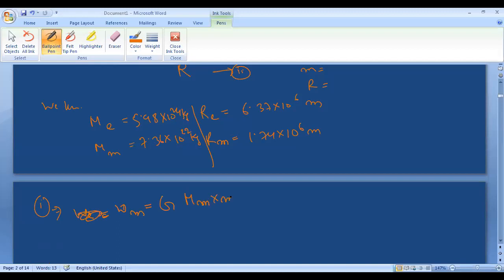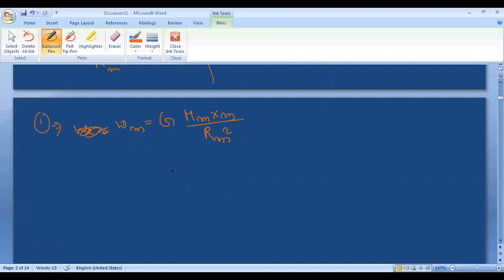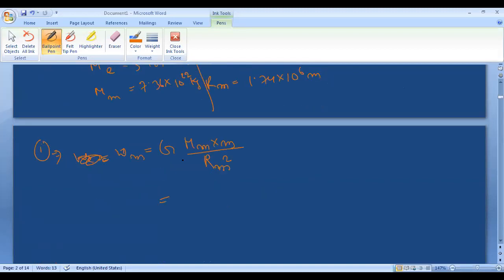This is equation number 1, yes or no? Yes, sir. Now put the value here. We know the value of G, but there is no need to put the value of G, because G and G will get cancelled. So we have to compare now.